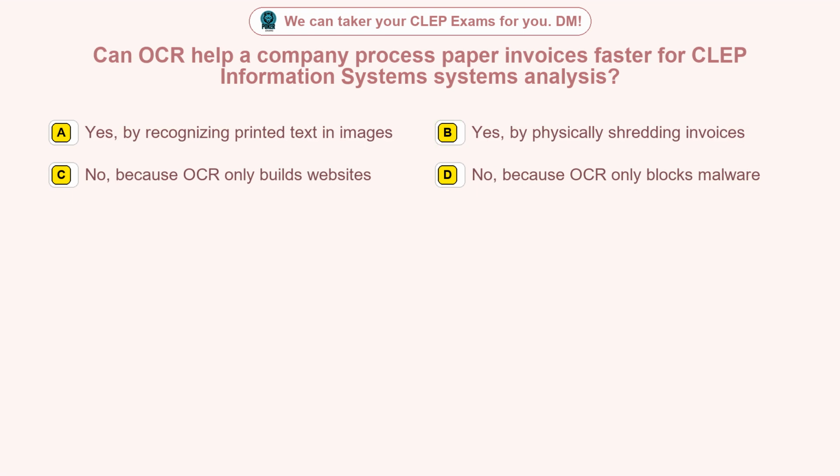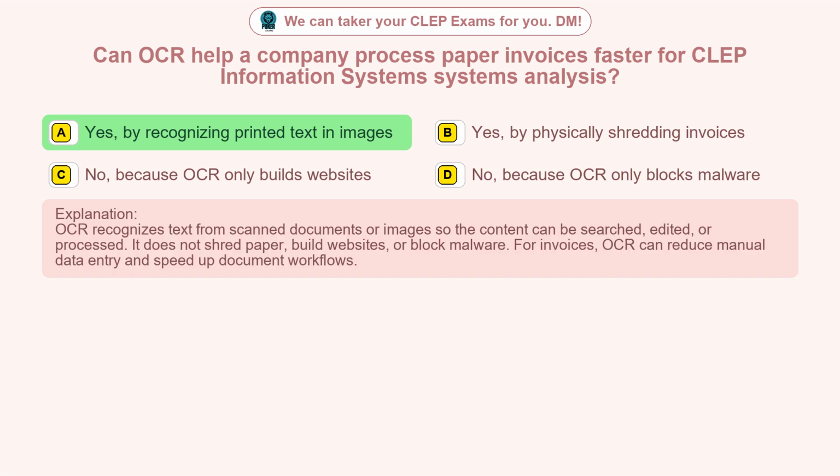Question 6. Can OCR help a company process paper invoices faster for CLEP Information Systems analysis? Option A. Yes, by recognizing printed text and images. Option B. Yes, by physically shredding invoices. Option C. No, because OCR only builds websites. Option D. No, because OCR only blocks malware. The correct answer is option A. Yes, by recognizing printed text and images.